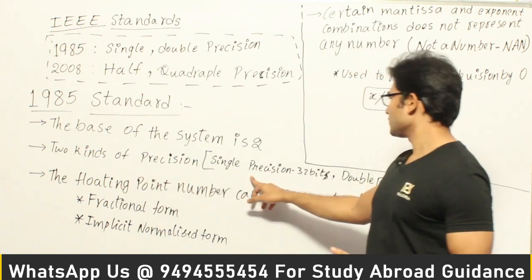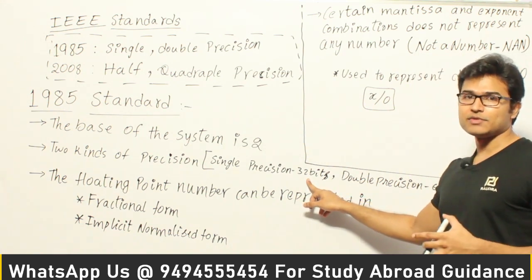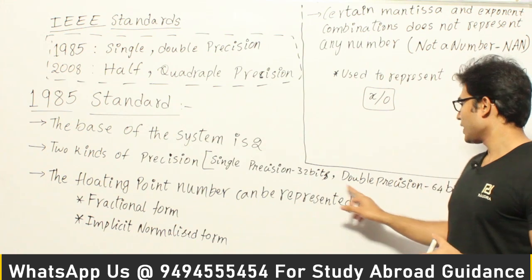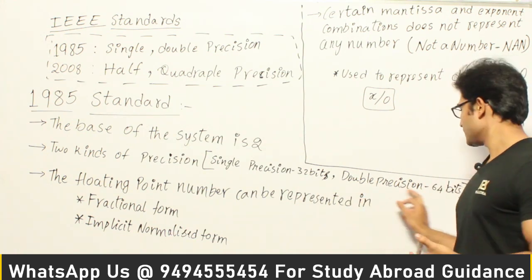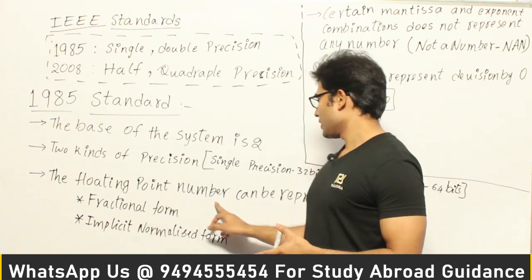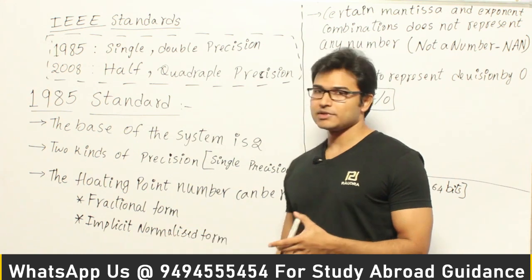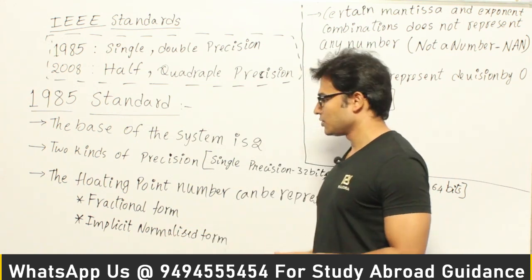One is single precision, which contains 32 bits, which means the total number of bits we use to represent the number here is 32. And double precision, in this one we are going to use 64 bits to represent the number. The floating point number can be represented in one of two forms: fractional form and implicit normalized form. You know what implicit normalized form is.